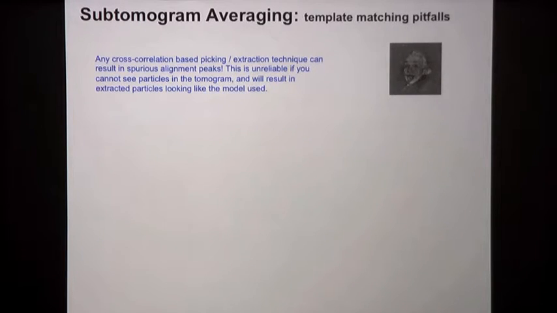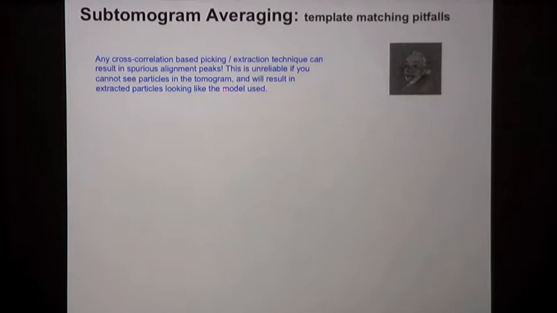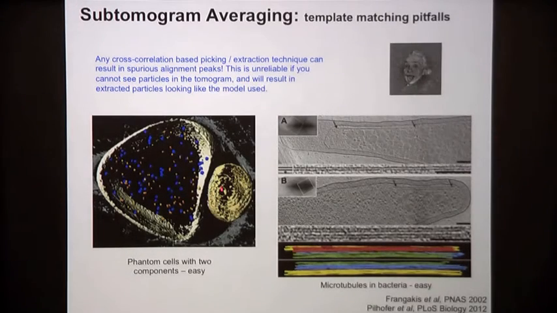One thing I would like to warn you about is that any cross-correlation based picking can lead to this Einstein from noise problem. This has been well documented in this course. And if you cannot see your particles in the tomogram, and you are using a reference to pick your subtomograms, this will make your extracted particles look like the model that you've used. So one needs to be very careful about that.